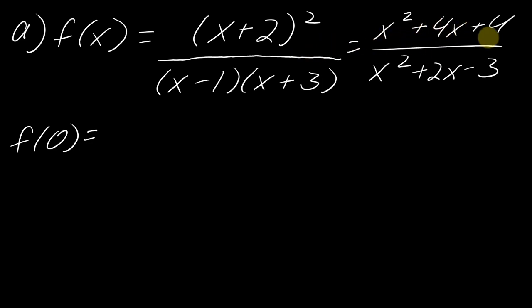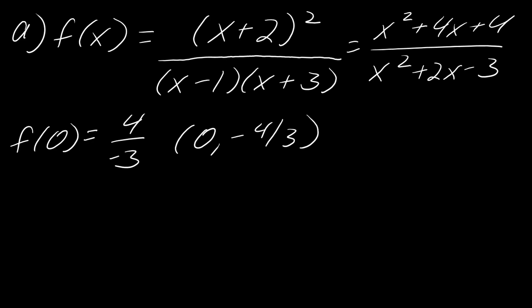I think it's easier to plug 0 into this function here, because then I'm going to get 0 plus 0 plus 4 on top, and in the bottom I'll get 0 plus 0 minus 3. So this is the point (0, -4/3).